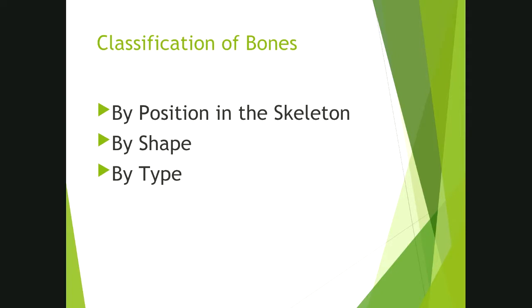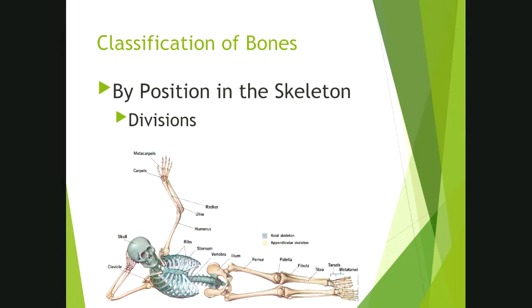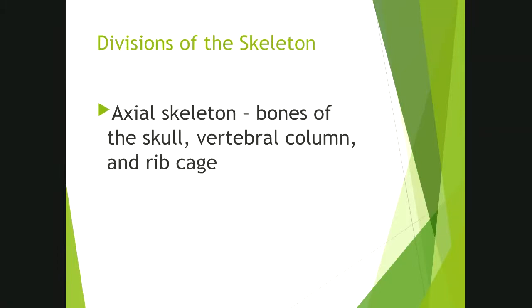So this morning we talked about how you classify bones, and remember there's three ways to classify bones. So one is by position or location, one is by shape, and one is by type. So with position, remember, sometimes these are called divisions, and if you look at this skeleton, you can see the two divisions. There's this green one here, that's one division, and then there's sort of the tan one, that's another division. And the two divisions, one of them is the axial skeleton.